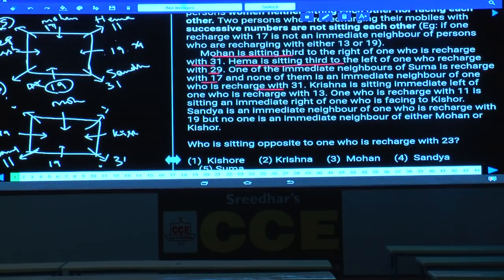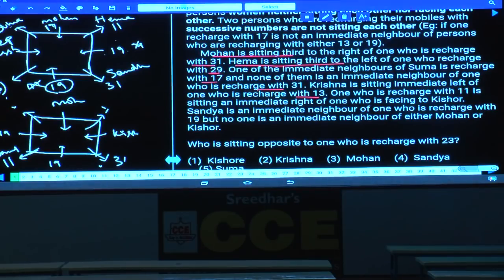Then where should this Suma be? Suma must be at this place only. Are you following this or not? Now Suma must be at this place. If Suma is here, 17 will be here. 17, and Hema is 11, and 19 is left over. Krishna is seated to the immediate left of the one who recharged with 13.